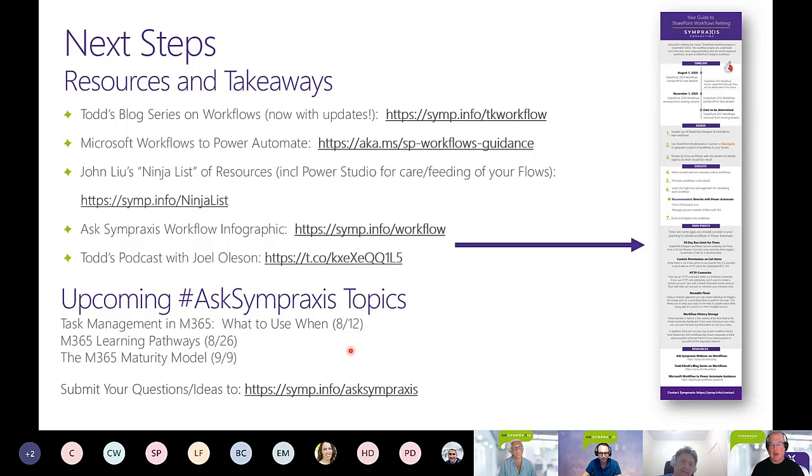Two weeks out, I laid out the next three or so. We might tune these, but two weeks out, we are on target for task management in Microsoft 365, what to use when, across To-Do, Planner, Outlook tasks, Project, Azure DevOps, you name it. There's a million tools for task management. So how do we pick the right one for our particular use case?